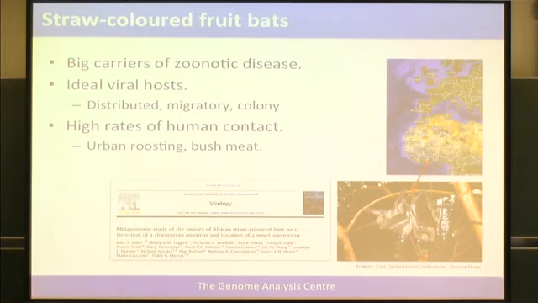And something like 75% of the viruses that infect humans are apparently zoonotic viruses. And these are ideal viral hosts in the location they're from, because they're widely distributed, they're migratory, and they roost very closely together, able to pass viruses amongst themselves very easily. And there's quite high rates of human contact. There was one group in the study that roosted above a hospital, and they're also eaten as bushmeat, and they're reckoned to be a real problem for disease spread in Africa.